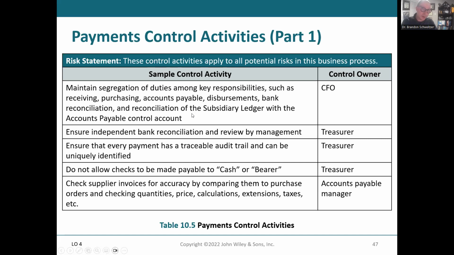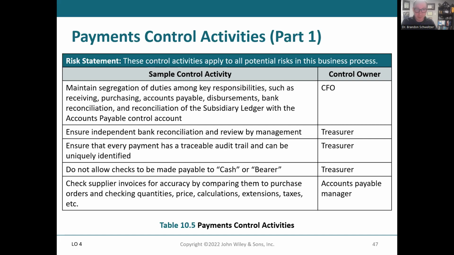You need to maintain segregation of duties and responsibilities, just as you know to do with other accounting processes. Separate those responsibilities. The same person receiving should not be the same person paying. Ensure independent bank reconciliations are done by management. Audit. Make sure you have a paper trail so that everything can be identified.